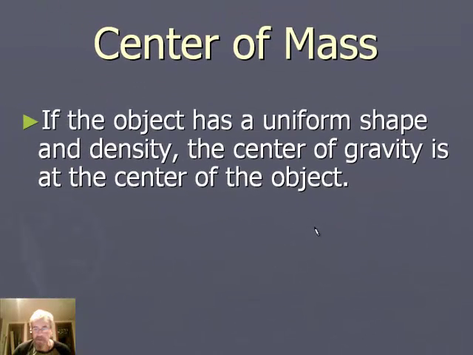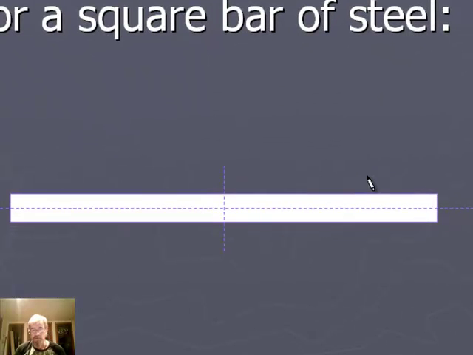So something like a meter stick that we were talking about in the last example, or a beam, if it has a uniform shape and its density is uniform, in other words, it's made of the same material all the way throughout, the center of gravity is just the geometric center of the object. So if you have a square bar of steel, it has a midpoint along this axis, and a midpoint along this axis, and a midpoint along the other axis too. So right at the intersection of those axes, there's my center of gravity.